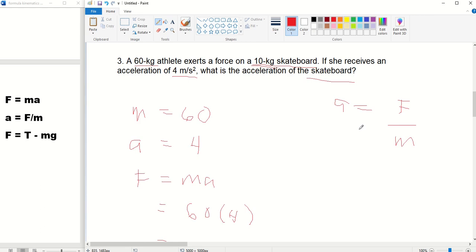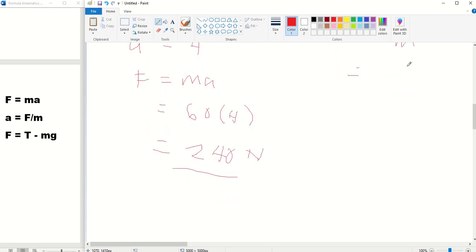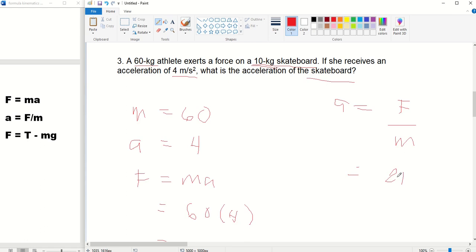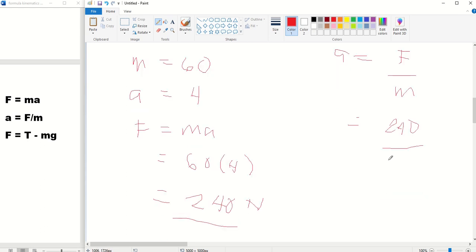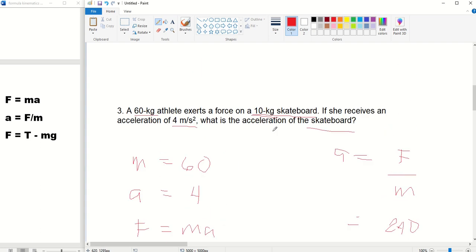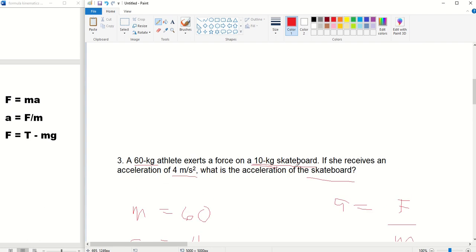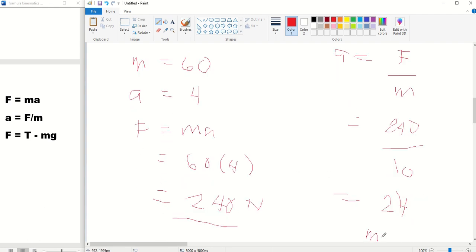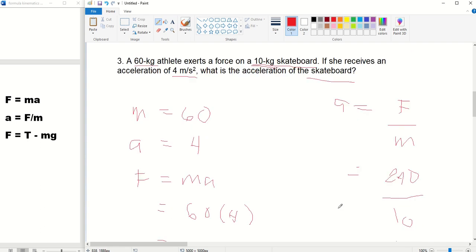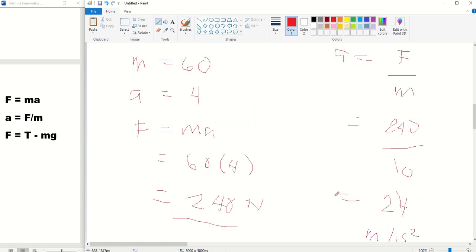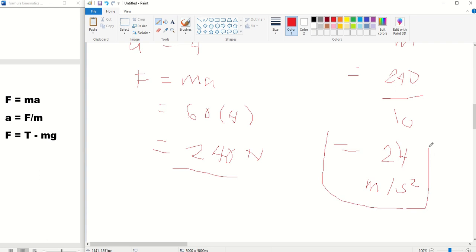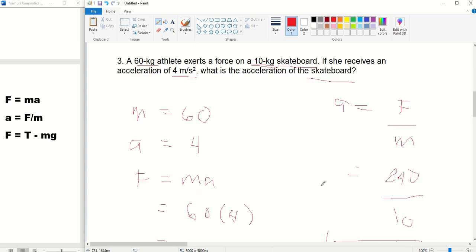Tong force na to, ilalagay natin dito, which is 240 newtons. Substitute natin 240. And then, yung mass ng skateboard, which is 10 kilograms. So, lalagay natin 10 kilograms. So, ngayon, lalagay lang natin 240 divided by 10, equivalent yan sa 24. So, ang acceleration natin, o ang acceleration ng skateboard ay 24 meters per squared second. Ayan. So, nasolve na natin yung ating third worded problem. 24 meters per squared second.